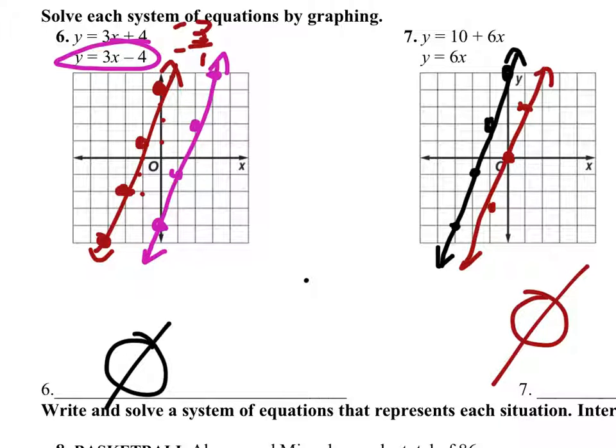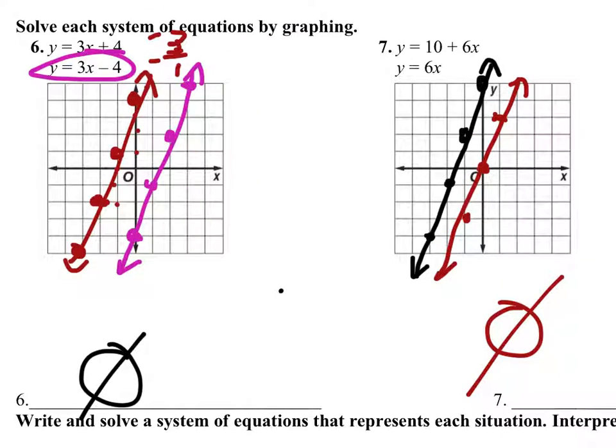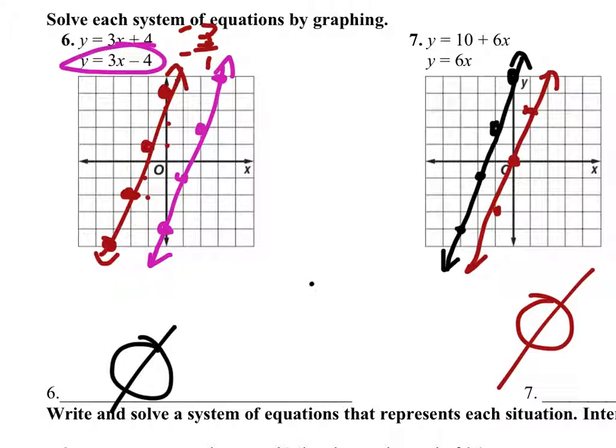So if these lines had crossed, then we would know that that is the solution. Just be careful on those. I mean, if you do need to change the scale like we did on 7, because we did the scale of these by 2's, then we wouldn't call one of these points 1, 1, for example. It'd be maybe 2, 1 or 4, 1 or something like that.